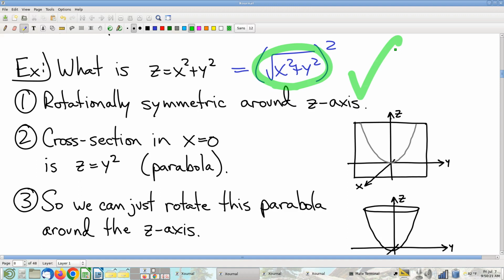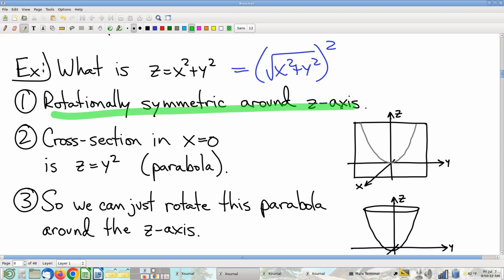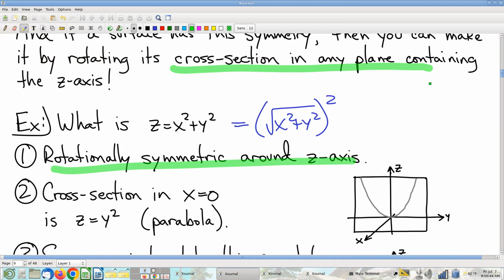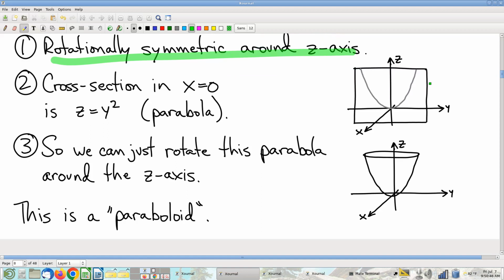You're allowed to write things in different ways, and that's fine. Okay. So, x and y appear only in the special form. I immediately know that this is rotationally symmetric around the z-axis. I immediately know that I can pick its cross-section in any plane containing the z-axis. Take your pick. Right? And that'll be enough to answer the whole question for me.